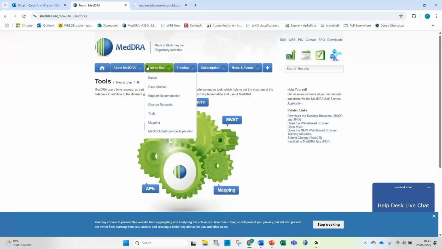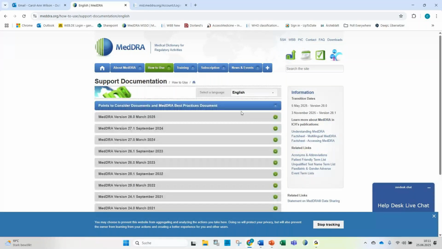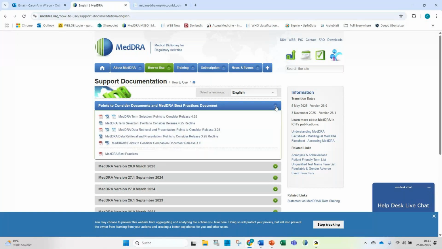So this is the MedDRA website. If you click on how to use support documentation, and here are on the top the points to consider documents. Click on the little arrow and here's the MedDRA term selection points to consider document in different formats, PDF, Word format, and HTML. And here's the points to consider companion document in PDF and Word format. So this is where you can find these documents.